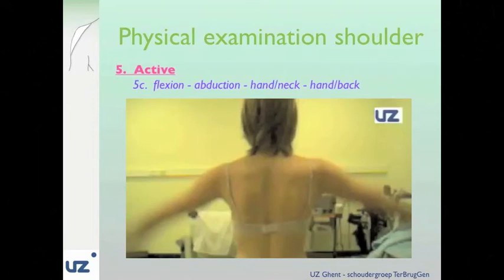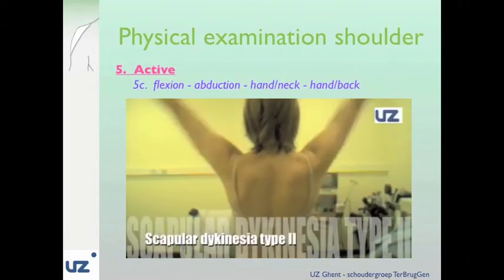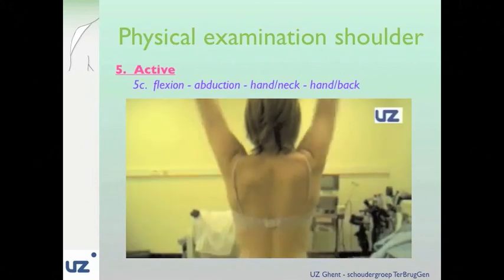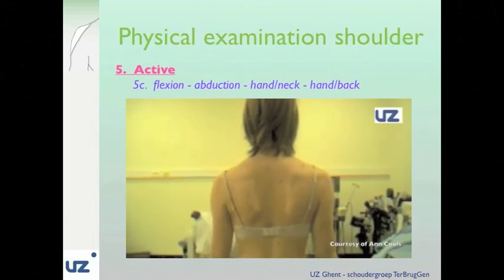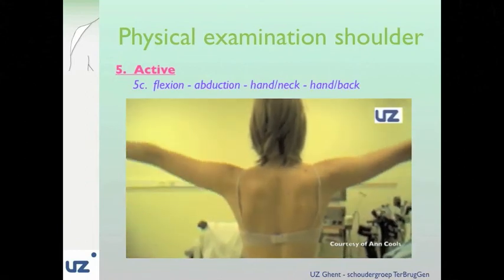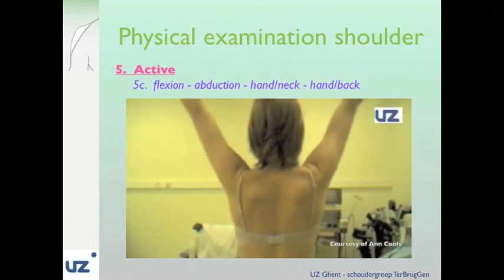This is a video of a type 2. This girl has a prominent complete medial border of her left scapula. It becomes more prominent in the cocking position and after repetitive elevation of the upper extremity. It's caused by fatigue of the scapular stabilizing muscles.